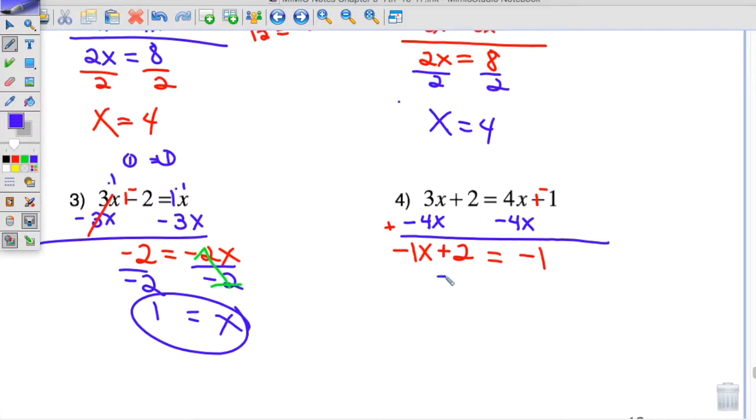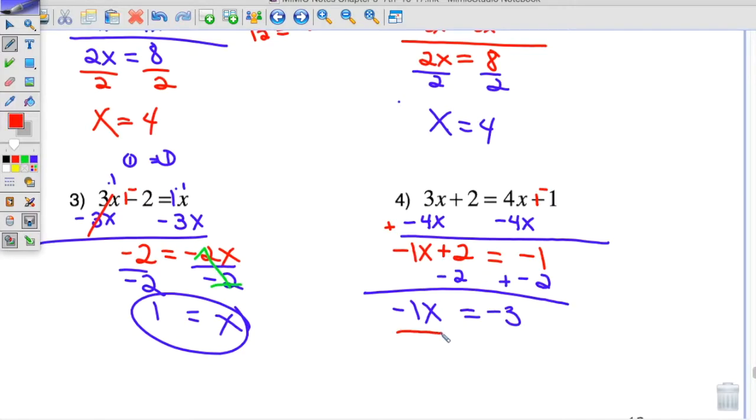I still want to get the x by itself, so I'm going to subtract 2 from both sides. So I'm left with negative 1x. 2 minus 2 gives me 0, so I'm just left with my negative 1x on the left. And on the right-hand side, it says negative 1 minus 2, or I can change it to adding the opposite, so it's negative 1 plus a negative 2 to give me negative 3.